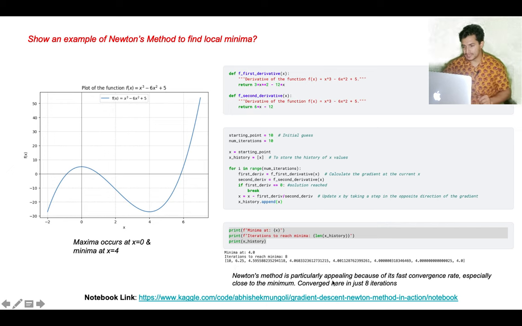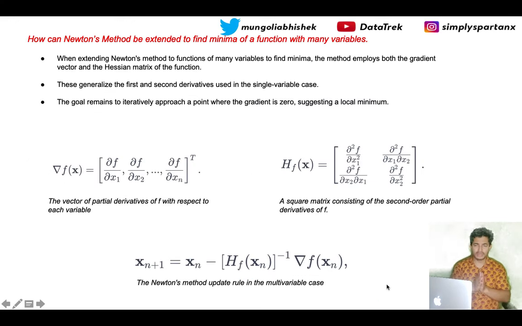So Newton method is particularly appealing because of its fast convergence rate, especially close to minimum, converged here in just 8 iterations. The Newton method can also be extended to find minima of a function with many variables. When extending Newton method to a function with many variables, the method employs both the gradient vector and the Hessian matrix. So here we will understand what the Hessian matrix is.